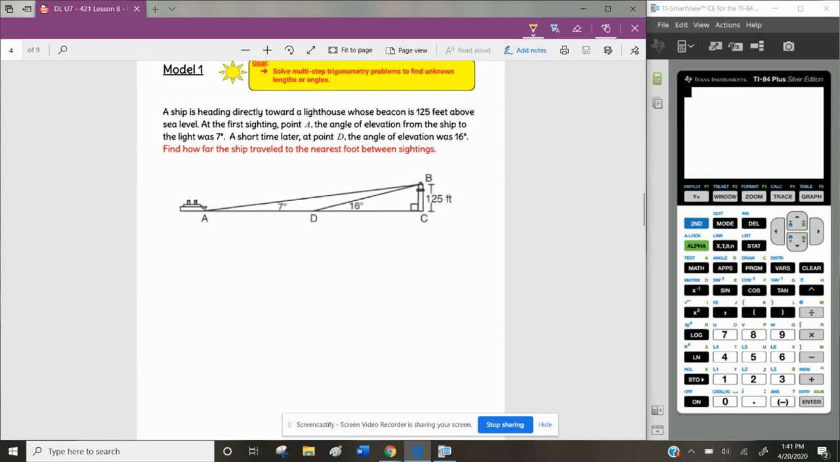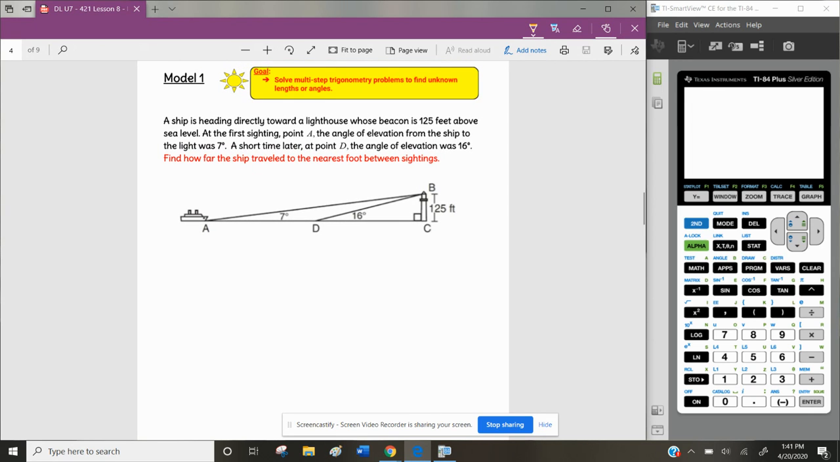So here, a ship is sailing directly toward a lighthouse. So we have two pictures here, and we have to kind of figure out what we're doing. So let's first identify what they're asking us to find. So they said the ship was at A and looked at the lighthouse at an angle of 7 degrees, and then it was at point D, and then it looked at the lighthouse at an angle of 16 degrees, and we want to know how far did the ship travel between those two sightings. So this length AD right here, this is what we do not know. That's what we're looking for.